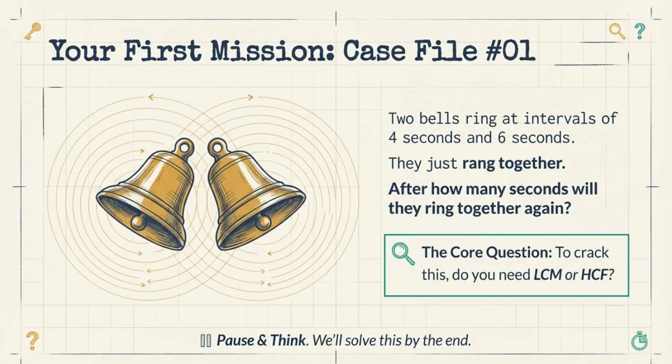Here is your first mission. Case file #01. Listen closely. Two bells are ringing. One rings every 4 seconds. The other rings every 6 seconds. They just rang together now. The question, after how many seconds will they ring together again?